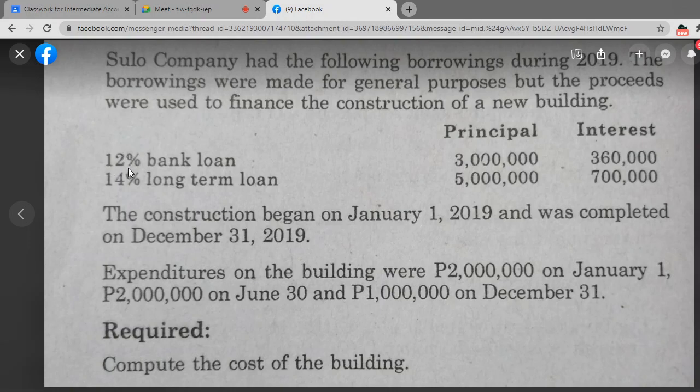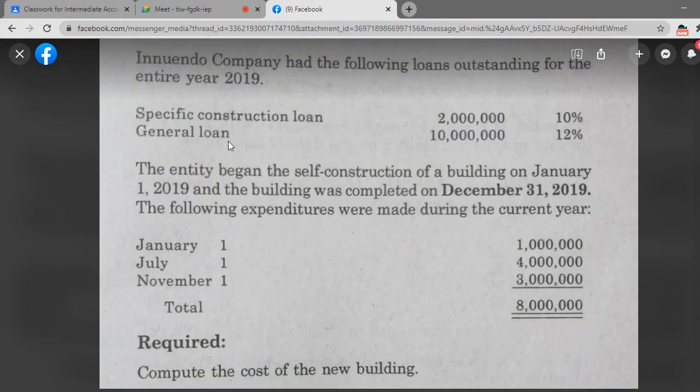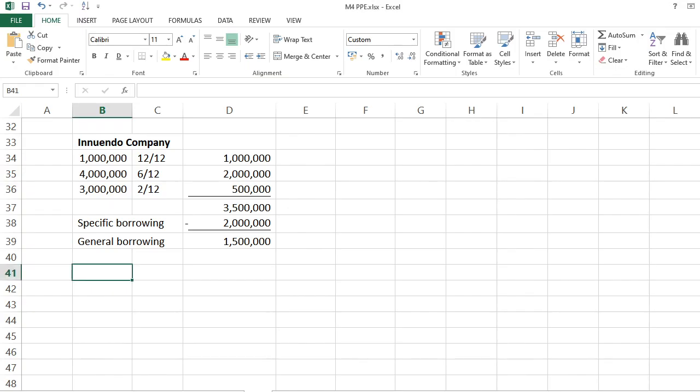Will it be 12 or will it be 14? In Shangri-La, will it be 10 or will it be 12? But in this particular problem of Innuendo, wala na siyang kaagaw. Isa lang ang general loan. So, automatic na yan na 12%. Wag ka nang magsayang ng oras na mag-compute pa ng capitalization rate. So, let's compute na the borrowing costs.